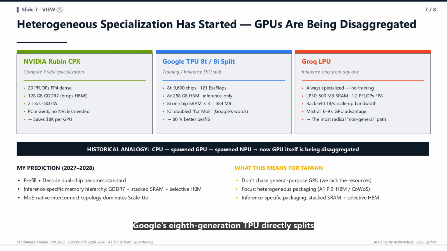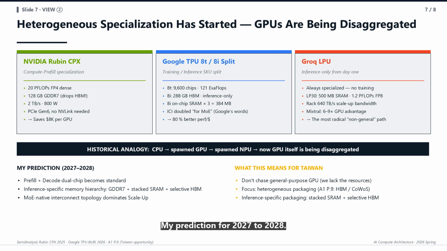2. Google's 8th generation TPU directly splits into 8T for training and 8I for inference. 3. Groq has been inference only from day one. 3 companies, independent decisions, converging on the same direction. Here's a historical analogy. CPU spawned GPU. GPU spawned NPU. And now the GPU itself is being broken apart.